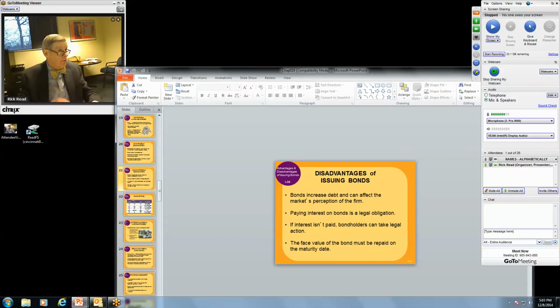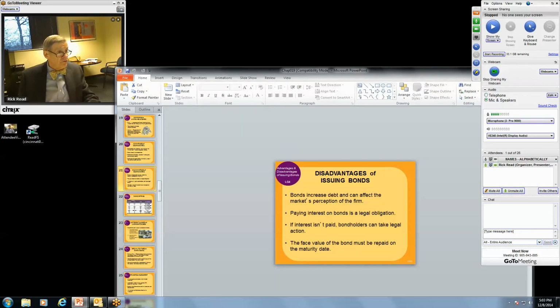Disadvantage is you have to pay the interest on the bond. There's no choice in that matter. It just depends upon how often you want to pay it. But there is no choice about it. I don't want to pay the interest. You have to pay it. If you don't pay the interest, then obviously people can take you to court.